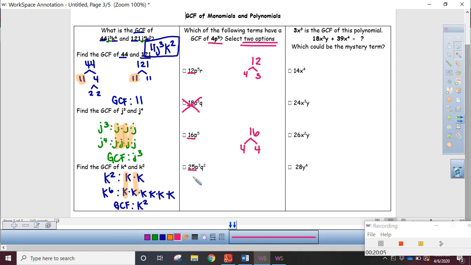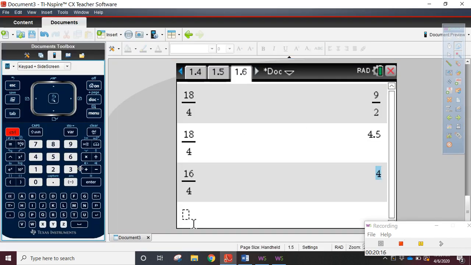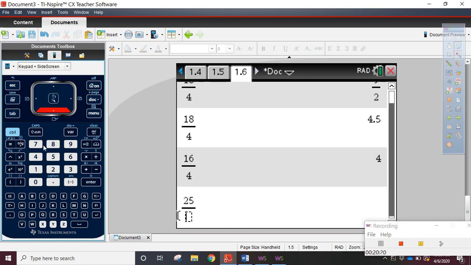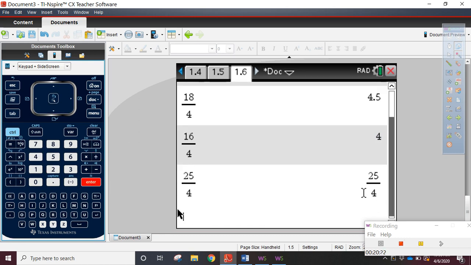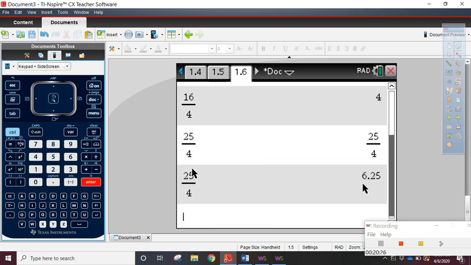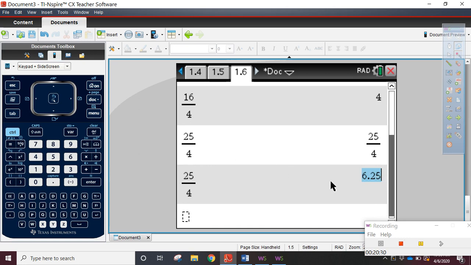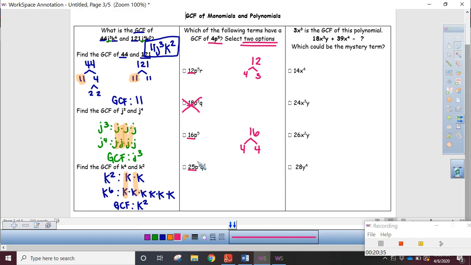Now we take a look at the last one, which is 25. Okay, 25 does not evenly divide by 4. And you can see that here. You want to come back over to your calculator and do 25 divided by 4. And you can see that it does not evenly divide. You can press Control Enter, it gives you your decimal here. You can also use any basic calculator and you can see that it does not evenly divide. So that one also does not have a factor of 4.